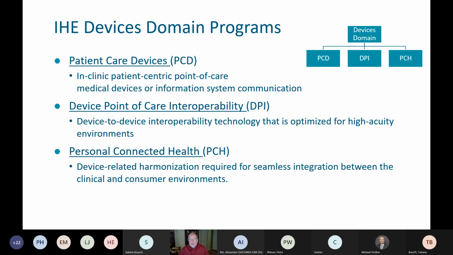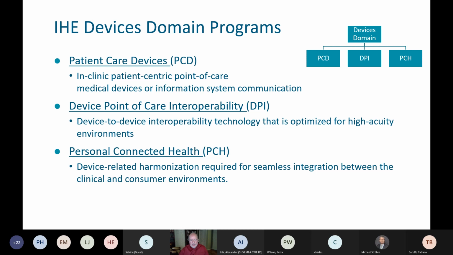And the Devices domain was formed within IHE. And what was the Personal Connected Devices domain became one of three key programs within the new Devices domain. And Charles already gave you a pretty good idea of what is included in that program. Another program that was being developed about the same time as this alignment effort was underway focused more on high acuity devices. So that became another key program under the Devices domain, the Device Point of Care Interoperability program. And then the work that was done under the Personal Connected Health Alliance became the Personal Connected Health program.